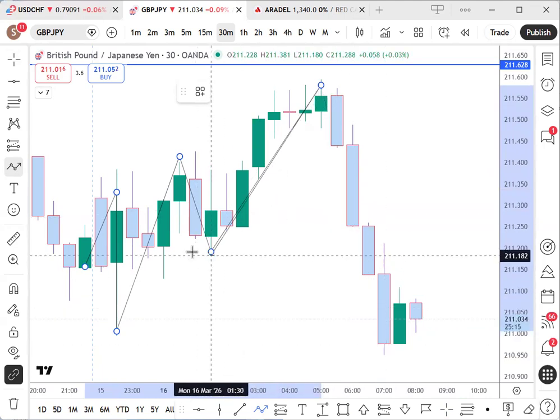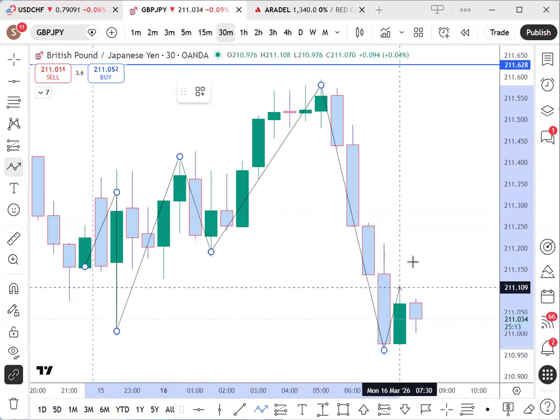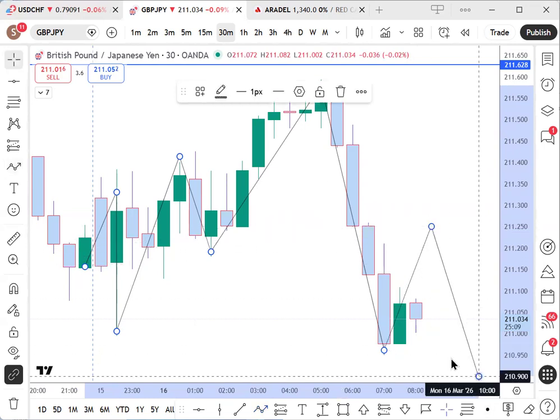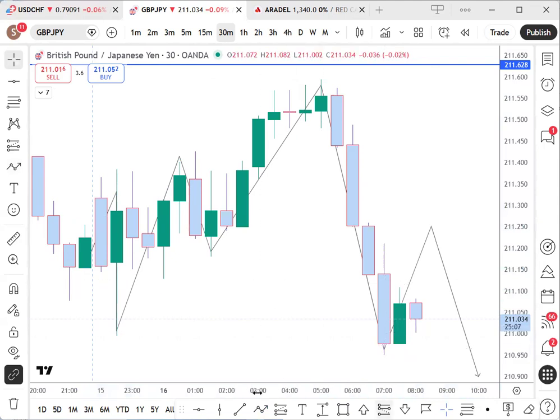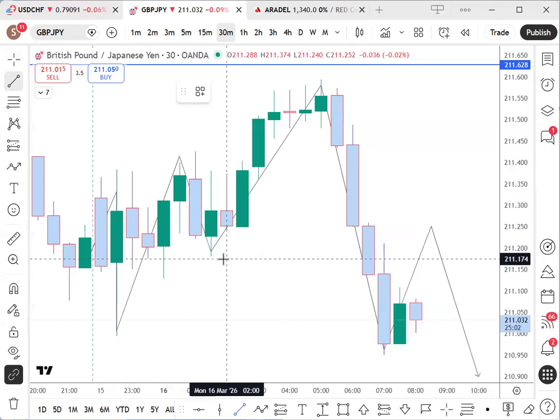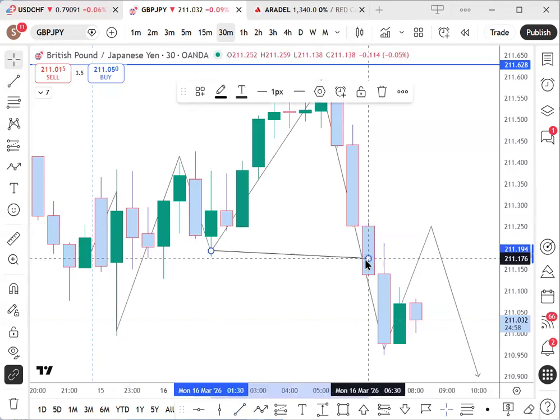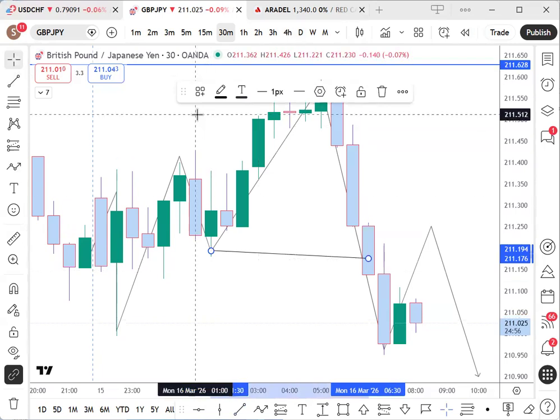So it's broken this zone here. That's a nice break of structure. So what do we expect? We expect a pullback and then potentially continuation downwards. Let's mark that zone. So we had the break of structure. I can see on this candle here, let's just mark that low. That's our break of structure right there.